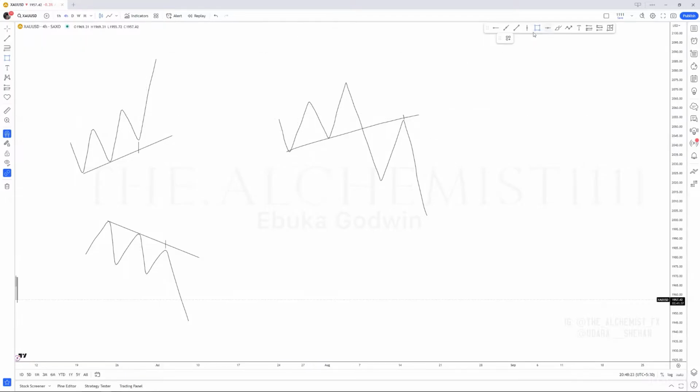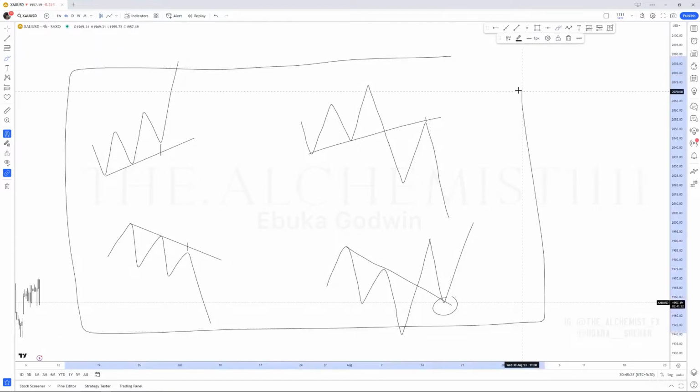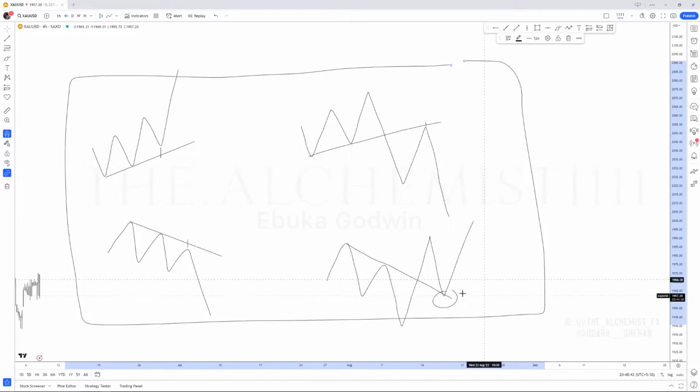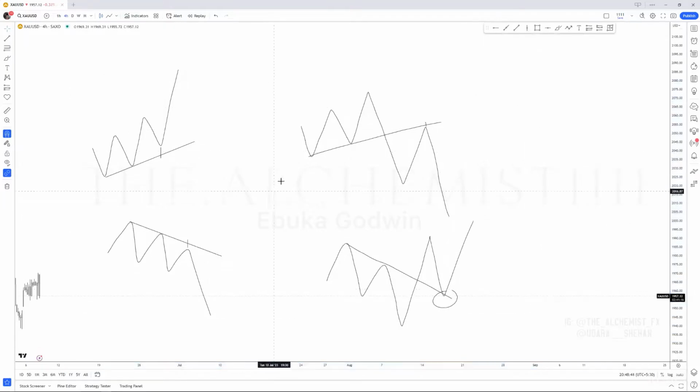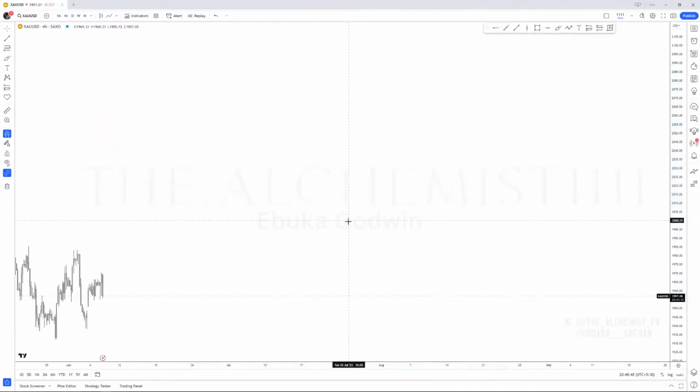So we had this, and then same thing down here. If it breaks, you could expect it to do this. This is also a break and retest trend line. So honestly, these two are my favorite types of trend lines. These are the ones that I use a lot, because they're very high probability, in my opinion. I'll show you examples.